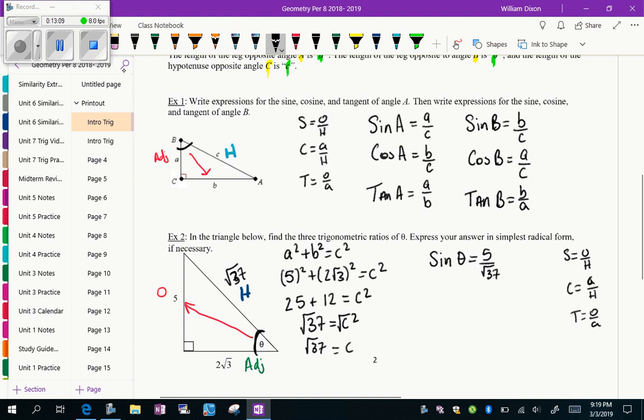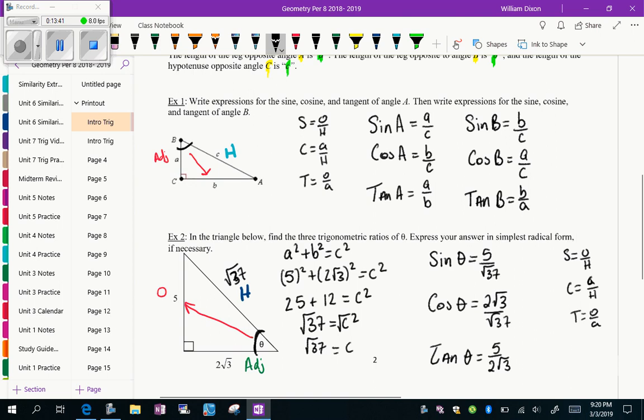My cosine of theta is my adjacent, which is 2 square root of 3, over my hypotenuse, which is square root of 37. And then my last one is my tangent of theta. That's going to equal my opposite, which is 5, over my adjacent, which is 2 square root of 3.